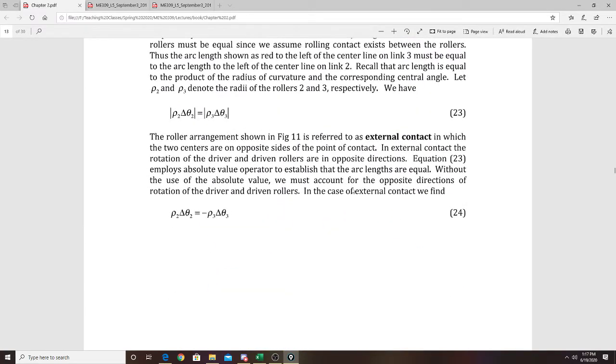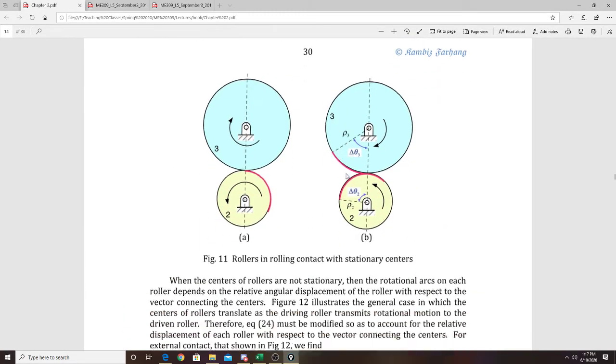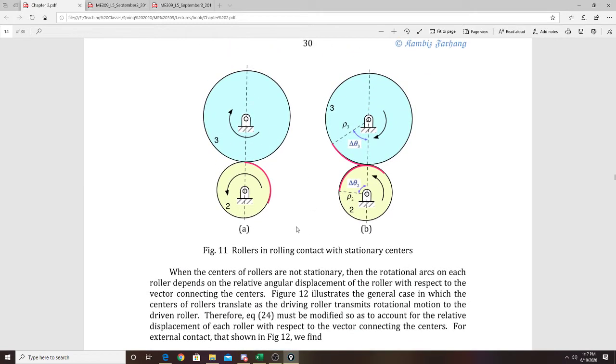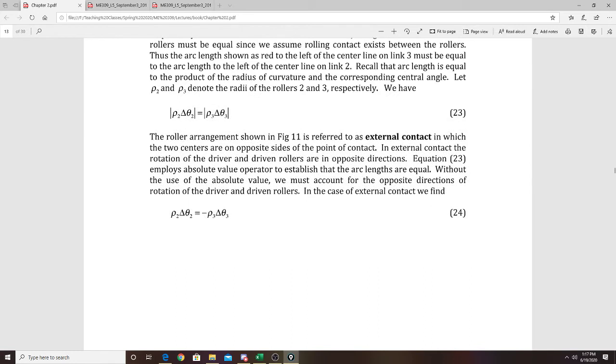Where did they show that? Figure 11. So figure 11 is external contact. And the actual equation for what figure 11 should look like is this right here. I didn't want to confuse anyone, but this is essentially the base equation. This is what we start with. But for the one down here, that we just looked at, it should be a negative, and the reason is because it is external contact.